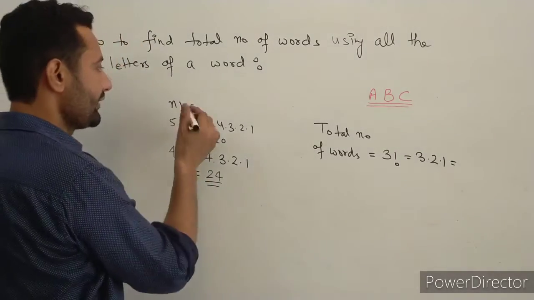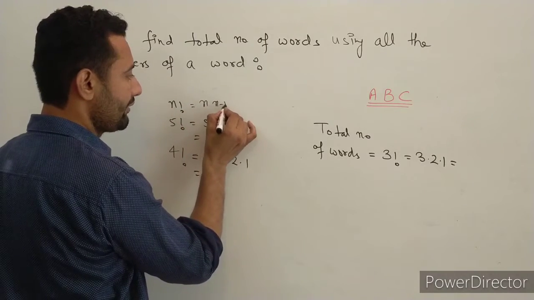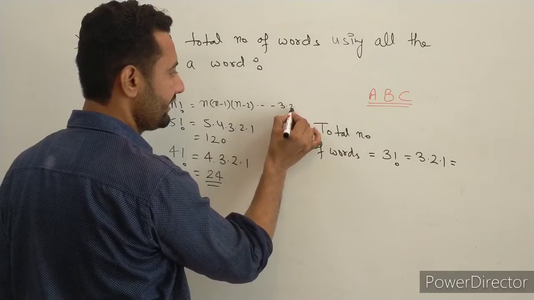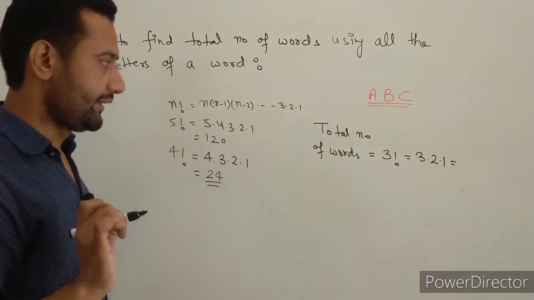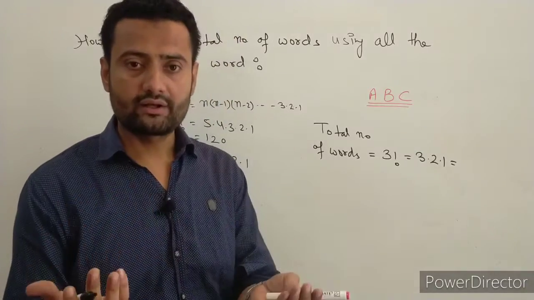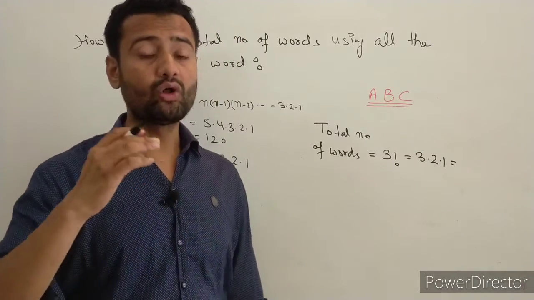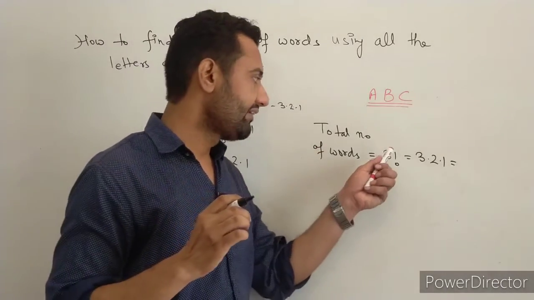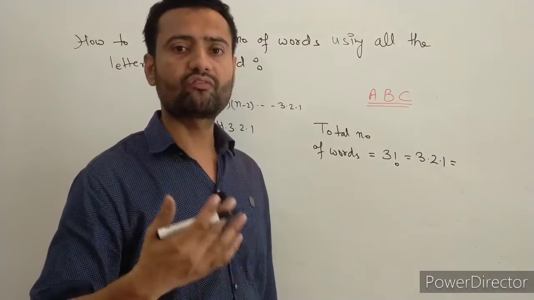N factorial means n into n minus 1 into n minus 2 and so on, 3 into 2 into 1. So if we have 3 letters or 4 letters or 5 letters and all these letters are different, then the total number of words will be factorial 3 or factorial 4 or factorial 5.